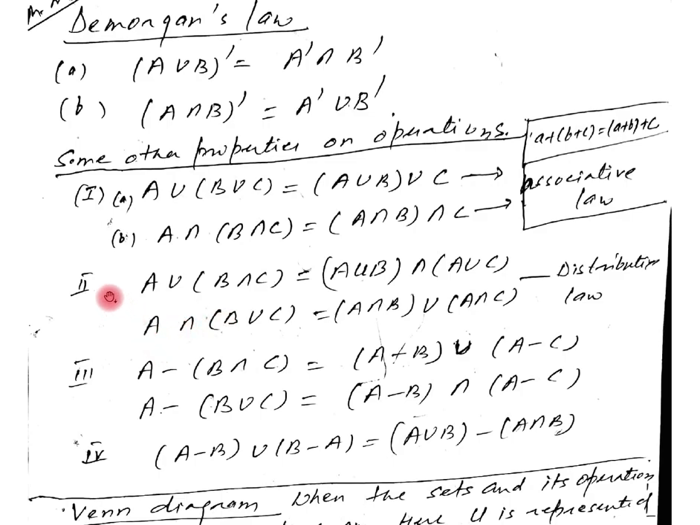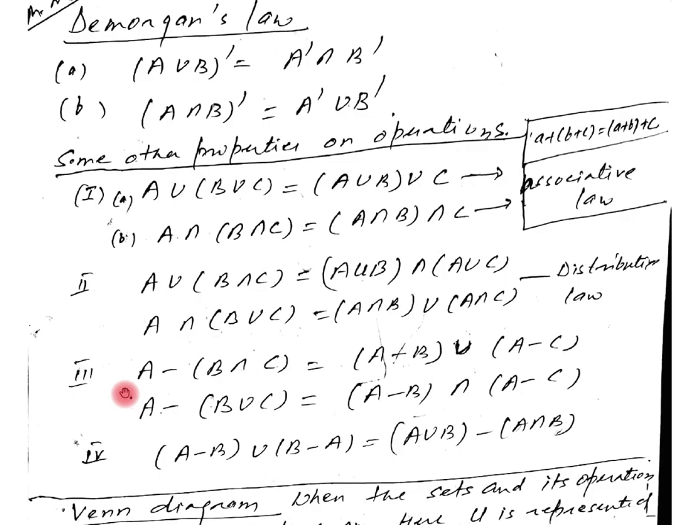Now the second is the distributive property. A union B intersection C is equal to A union B intersection A union C. A intersection B union C is equal to A intersection B union A intersection C. This is known as distributive law. Just like we open the bracket, A into B plus C can be written as A into B plus A into C. Similarly here A union B intersection C can be written as A union B intersection A union C. Similarly A intersection B union C can be written as A intersection B union A intersection C.